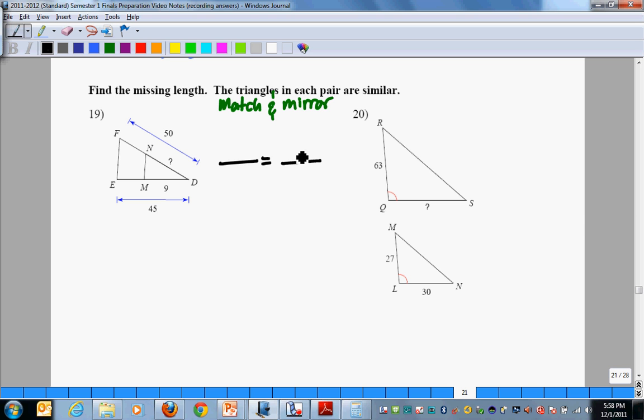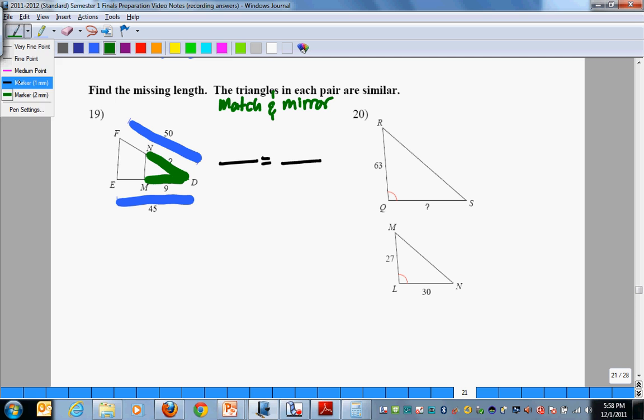So let's take a look at what we have here. We have 50, and the match to 50 is 45. And then we have unknown, and the match to the unknown is 9. So I'm going to go 50, and notice the direction. You have to be consistent in the direction that you go. I recommend using arrows to keep track of that. So we're going to go 50 over 45 equals unknown over 9.